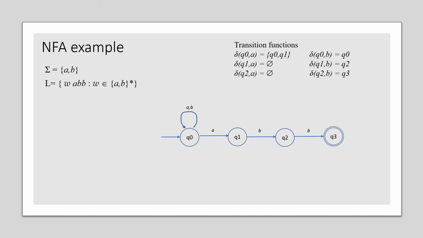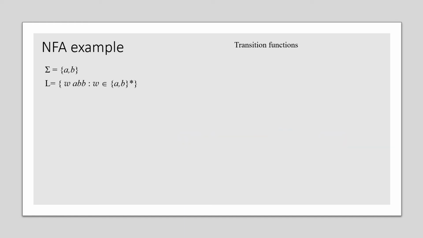All right, here's an NFA for the same language. Let's build it. The empty string is not part of the language. Then you get an A, you get a B, you get a B. So now we have A, B, B, and we are in an accepting state. Then you get any number of A's and B's before your ABB.